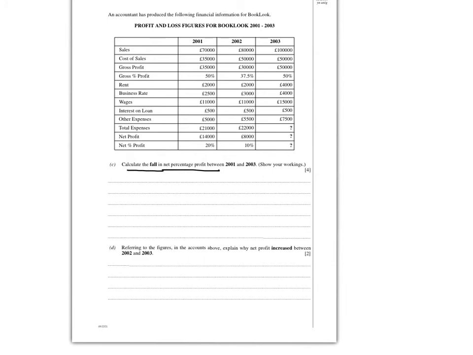So they've already got you the 2001 net percentage profit, which is 20%. And you can see that here. They've already said the net percentage profit here is 20%. So all you're going to have to do is find out the net percentage profit for 2003. But you're going to have to get some of these question marks sorted already. Okay.